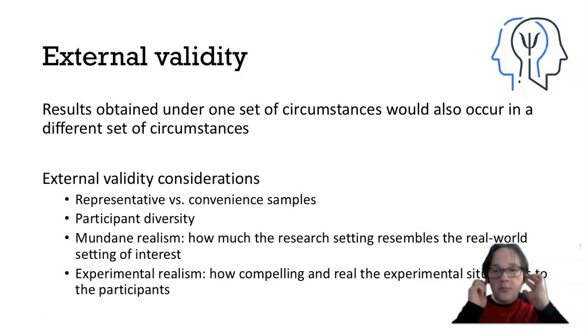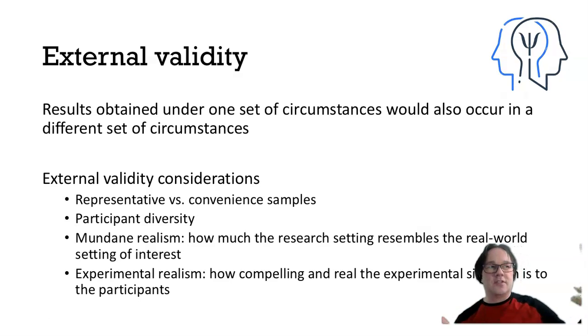There's some other things that we can do to try to make our experiments have more external validity. The first is known as mundane realism. So mundane realism is how much the research setting resembles the real world setting of interest. In other words, how much does your lab actually resemble what a real person would experience if they were doing this study or participating in these activities in real life.